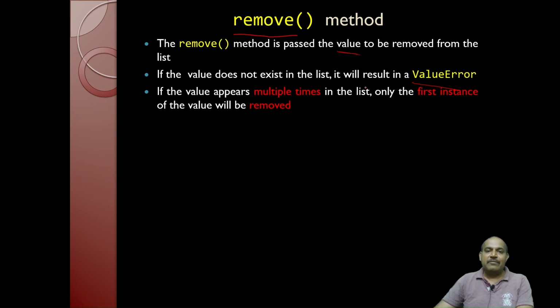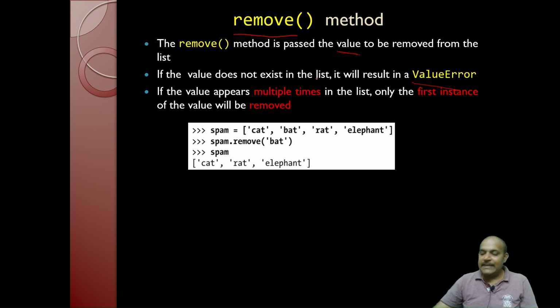If I take an example, spam. I have a list of cat, bat, rat and elephant in the list with the name spam. If I remove bat, the bat appearing at this position will be removed. Therefore, if I try to find out what is spam, you will get the remaining elements only, because bat is removed, that is, you get cat, rat and elephant only. Bat was removed.